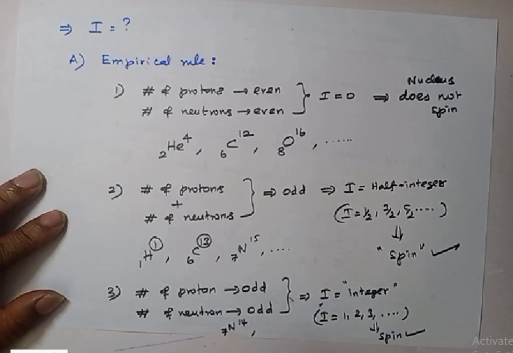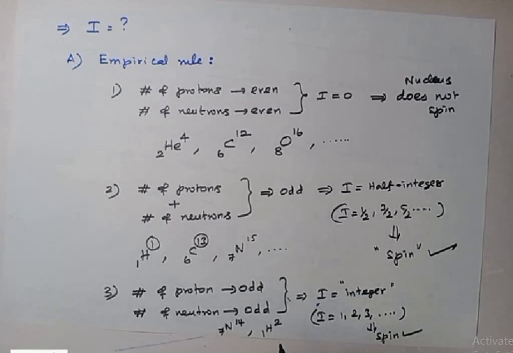Okay, N-14. Then deuterium atom, okay, let me write here, nucleus of deuterium, H-2 (hydrogen-2). It has 1 proton, 2 minus 1 is 1 neutron, so both are odd numbers. Okay, so deuterium has an integer spin value, spin quantum number value, or simply spin value.